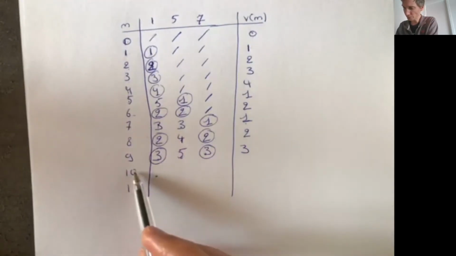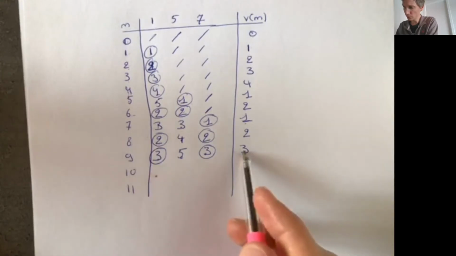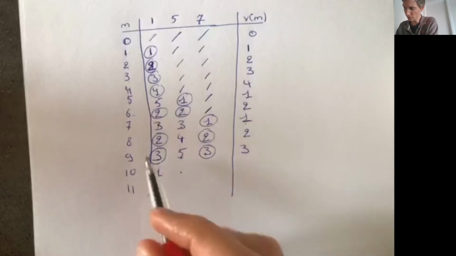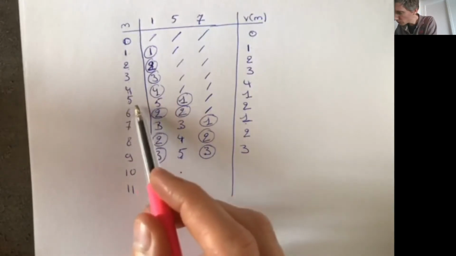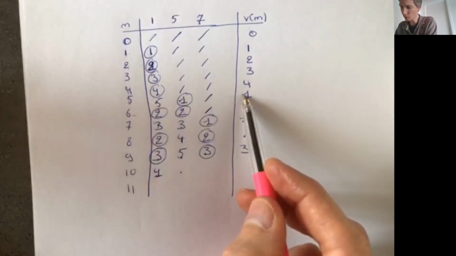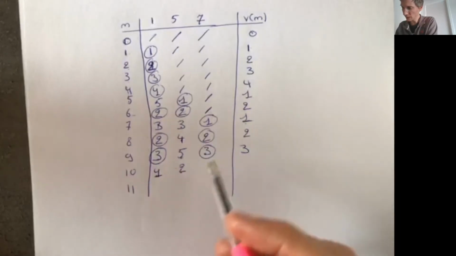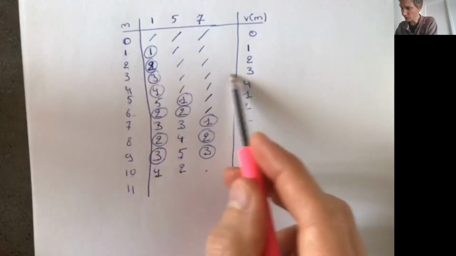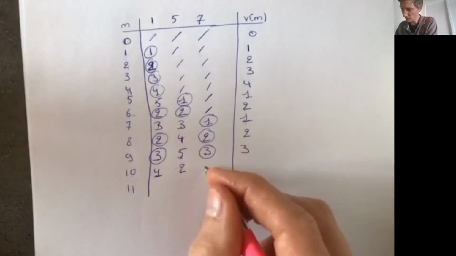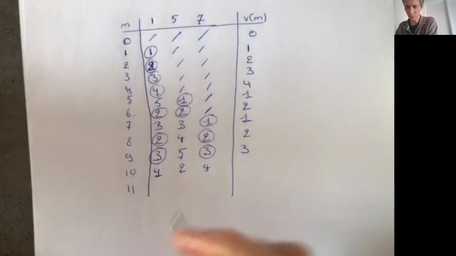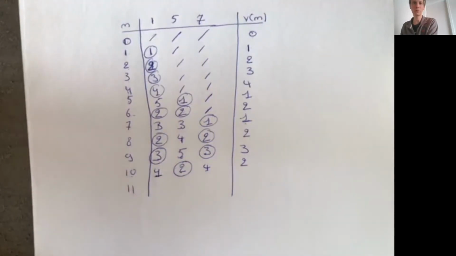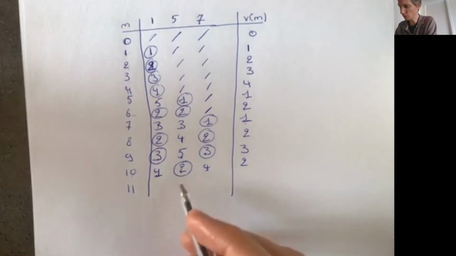For the 10, if I use my 1 coin, I have 4 coins in total. If I use my 5 coin, I still need to repay 5, which is going to take 1 coin, so this is 2 coins. If I use my 7 coin, I still have to repay 3, which uses 3 coins, so this is 4 in total. So here the minimum number of coins is going to be equal to 2. Okay, so 10 can be repaid by 5 and 5, so this is 2 coins.